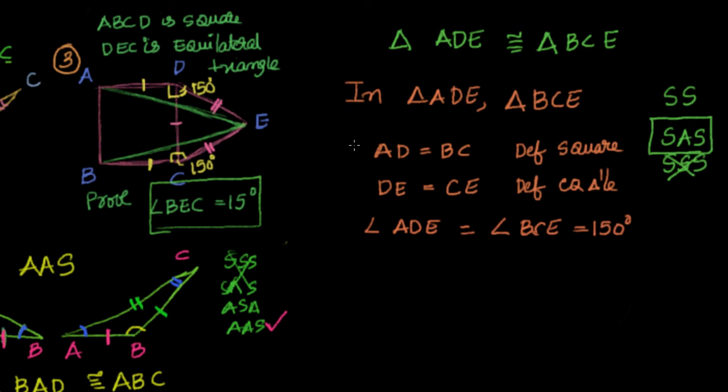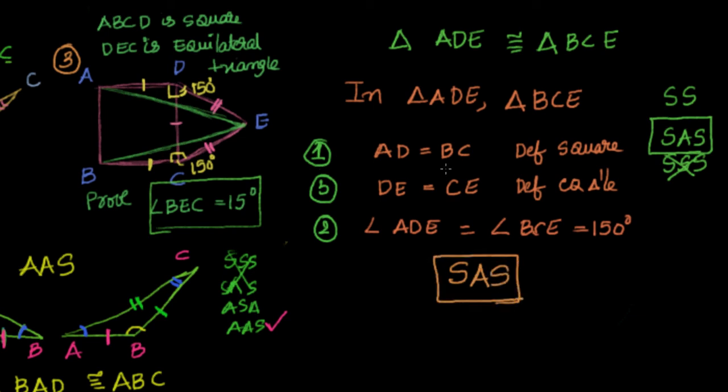So this will be my first statement, this will be my second statement, and this will be my third statement. So you can see here, this is congruency. First I say side equal to side. Second I say angle is equal to angle, both are the same and they are 150. Now this is SAS. Now can you tell me how angle BEC is 15?